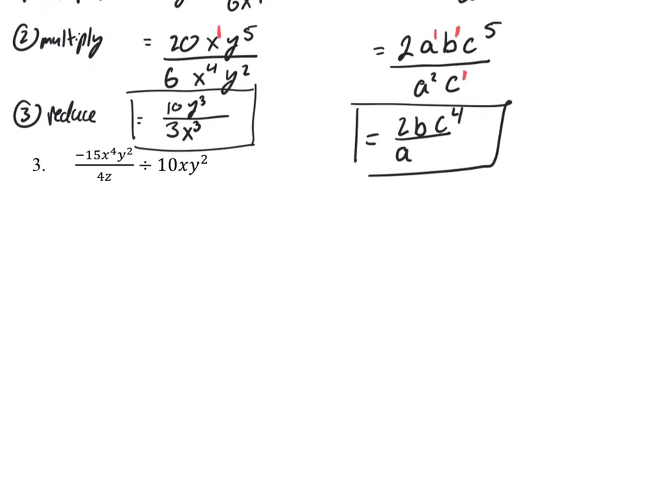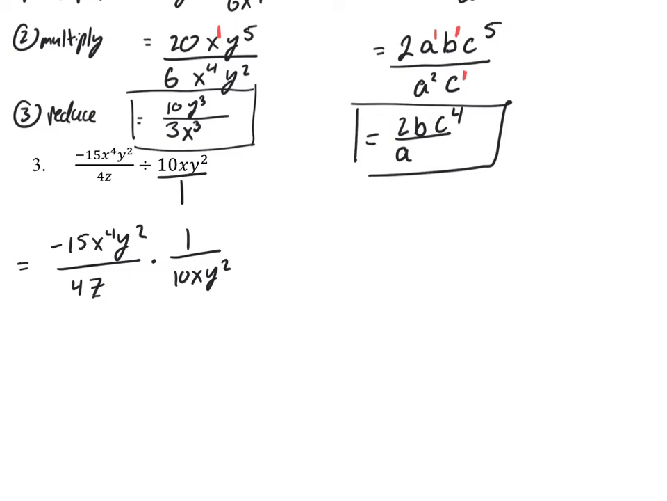Okay, last example for this type. So when we're looking at this, something that's very helpful, if you don't have a denominator written, just go ahead and write one in, divided by 1, just so that when we take the reciprocal, we know what's going where. So I'm going to rewrite this. We're going to have negative 15 x to the fourth y squared divided by 4z times 1 over 10xy squared. So we've rewritten as that multiplication problem.